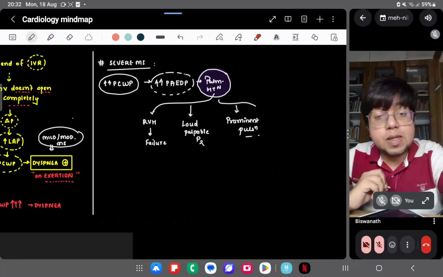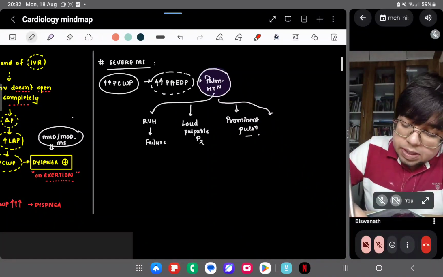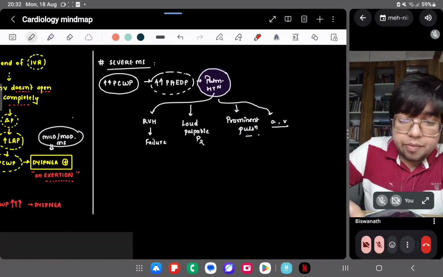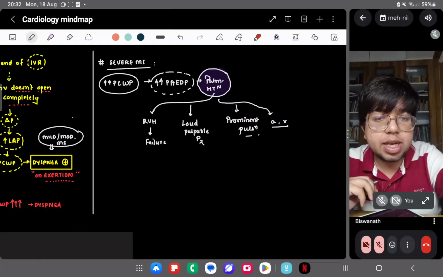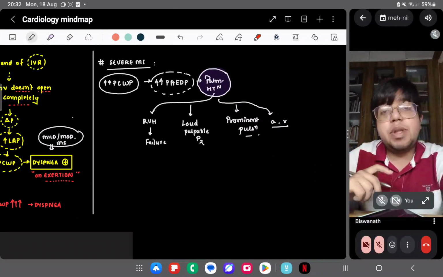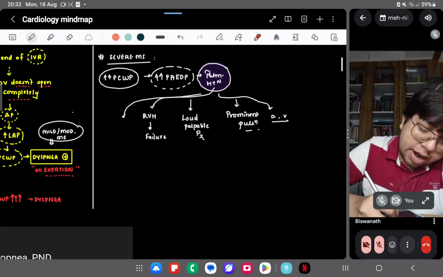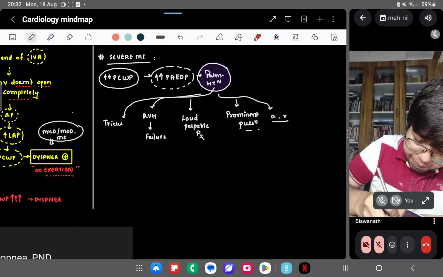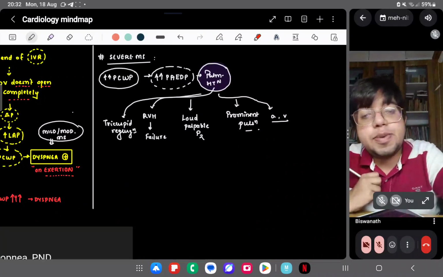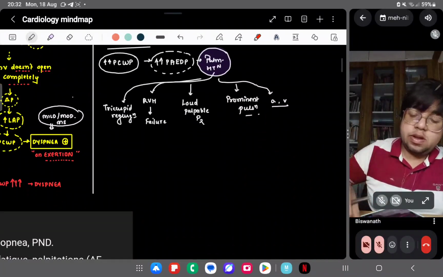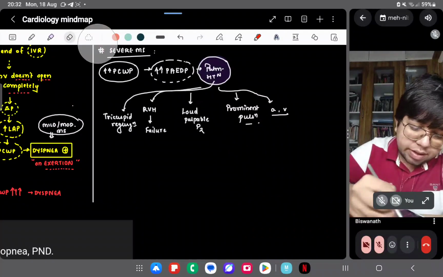There will be prominent pulsations, and in the pulse there will be prominent A and V waves. We'll talk about this when we discuss the pulse, so I'm not going into much detail. Or we can have something called tricuspid regurgitation associated with it as well.